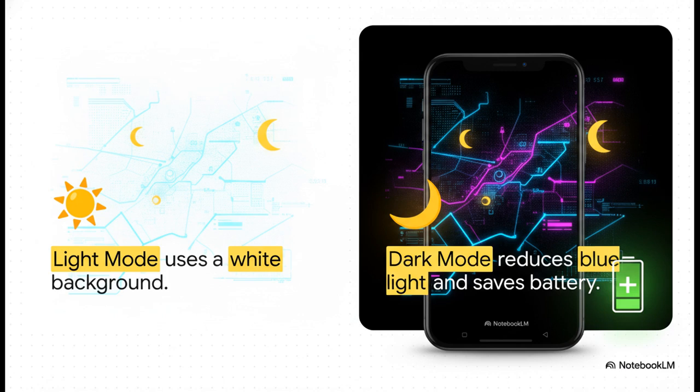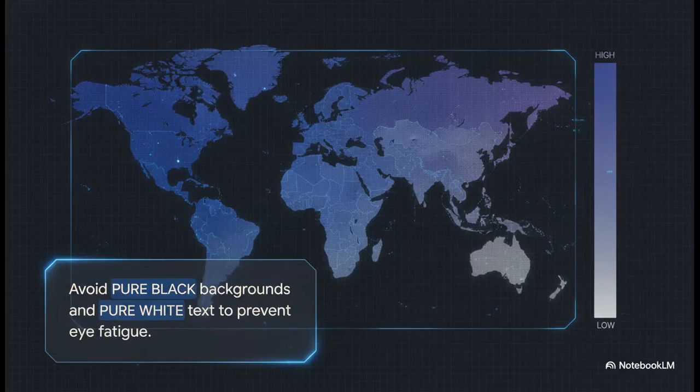But here's an even more fascinating technical detail. On OLED screens, dark mode physically extends your phone's battery life. Because OLED pixels emit their own light, when you switch to dark mode, those pixels literally turn off. They consume absolute zero power when rendering the deep black background of a night map. How cool is that?